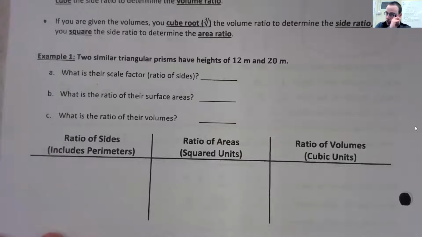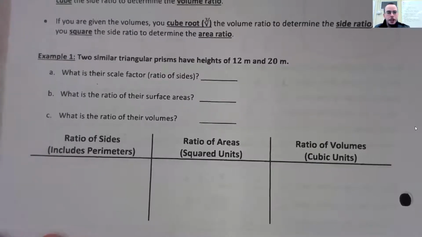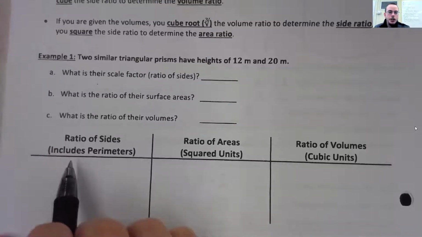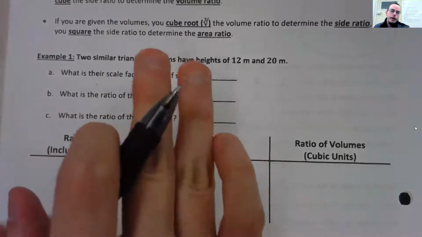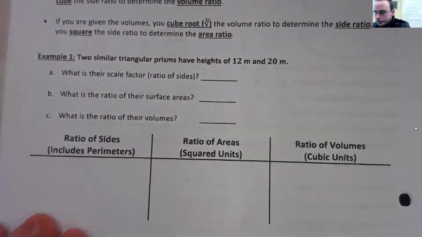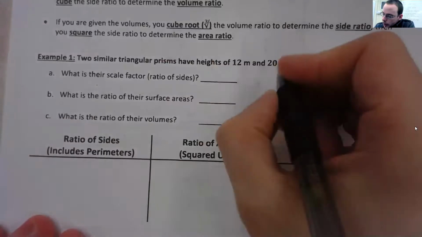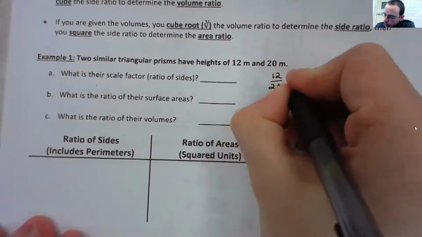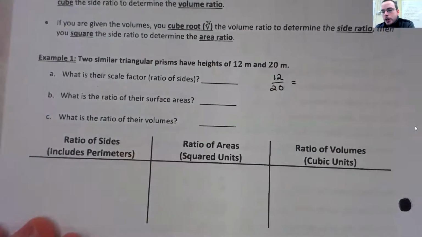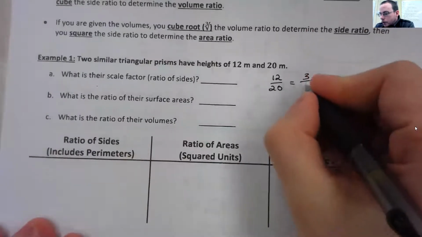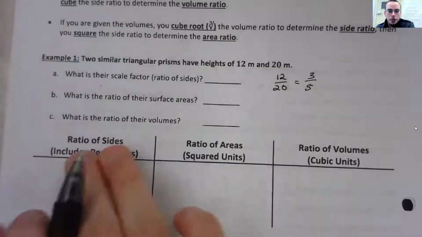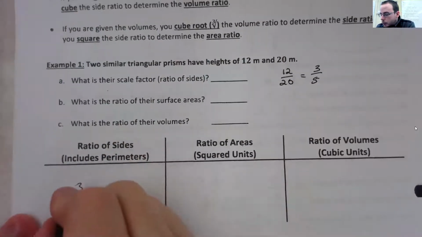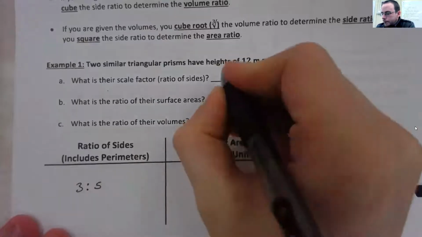The first one is that two similar triangular prisms have heights of 12 meters and 20 meters, and it wants us to determine the ratio of the sides, areas, and volumes. So first off, we have heights of 12 to 20. We're going to do 12 over 20, and if you type that in the calculator and simplify, you end up getting 3 over 5. You could also divide both 12 and 20 by 4. So that means your ratio of sides would be 3 to 5.